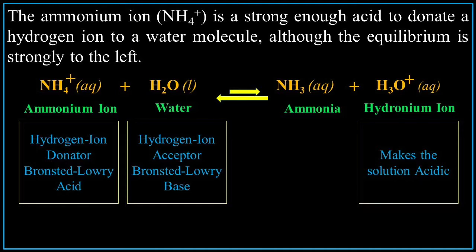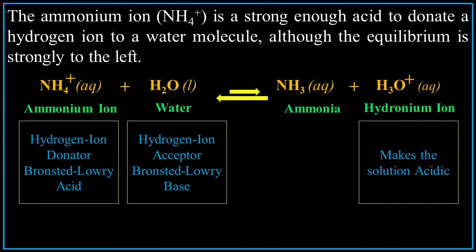The ammonium ion, NH4+, is a strong enough acid to donate a hydrogen ion to a water molecule, although the equilibrium is strongly to the left. NH4+ plus water yields NH3, ammonia, plus hydronium ion. The ammonium ion is a hydrogen ion donor, a Brønsted-Lowry acid. The water is a hydrogen ion acceptor, a Brønsted-Lowry base, and it's going to make the solution acidic.